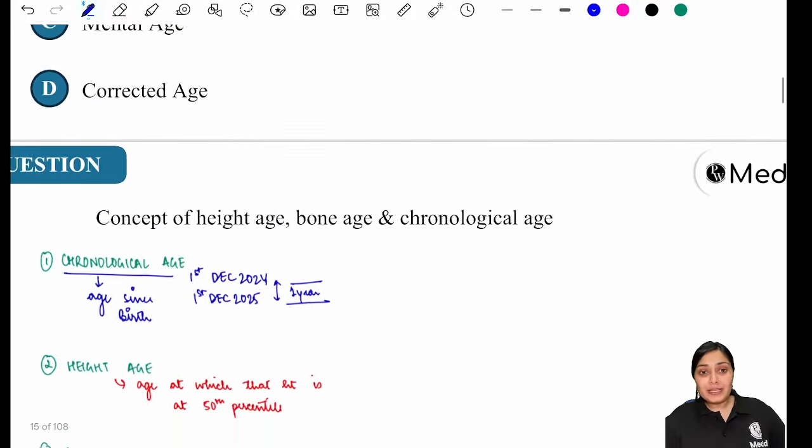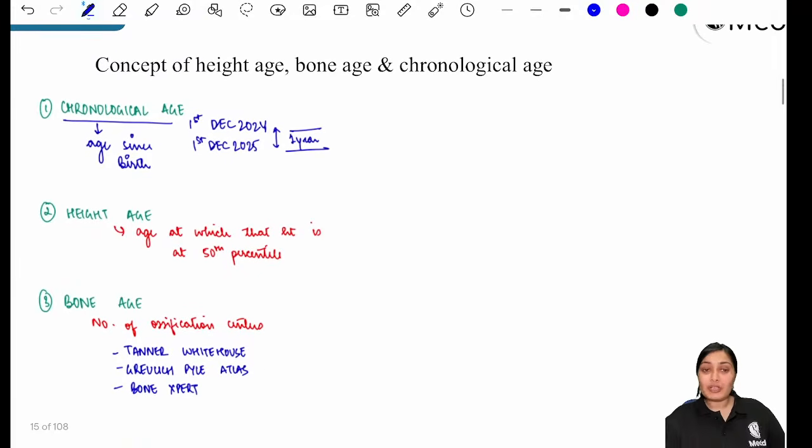So this is the concept of height age, bone age, chronological age. So let's just revise. What is chronological age? Simply the age, the years lived. So if a child was born on 1st December 2024 and today is 1st December 2025, the child is 1 year of age.